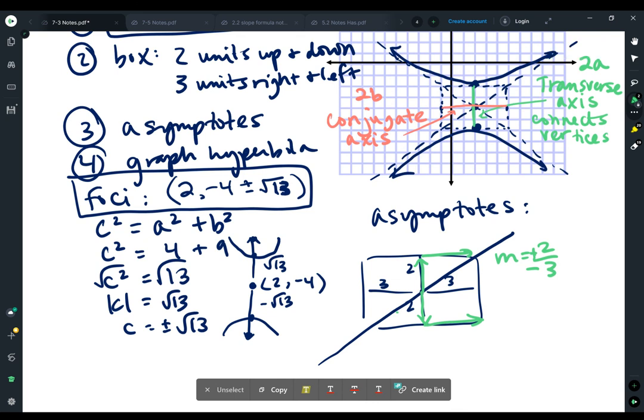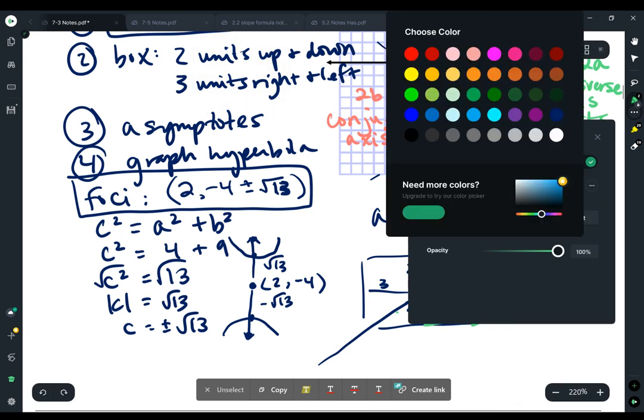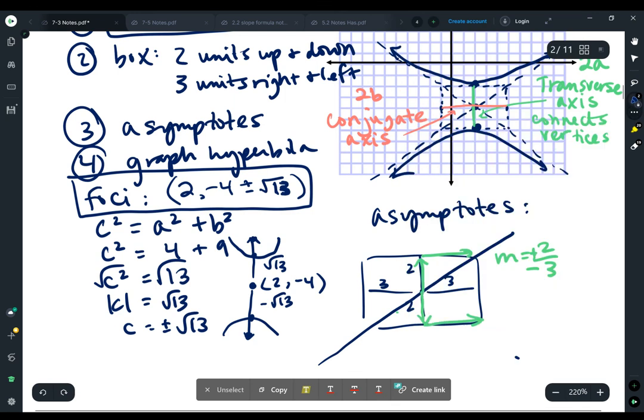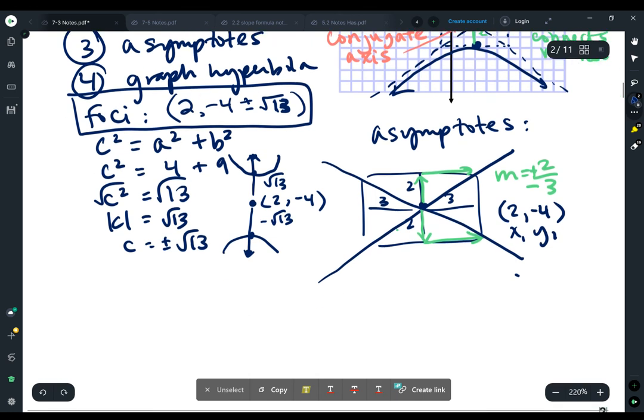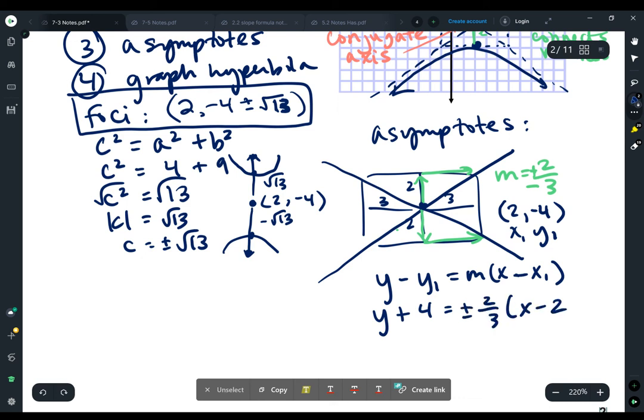So the top number is that change in y, the bottom number is my change in x, so plus or minus 2/3. The other thing that I need to be able to write the equation for an asymptote is a point. Well, I could write two different equations, but they both go through that center. So if I use the center, if I use that 2, -4 as my x1, y1 in point slope form, then in just one step, I can do an equation for both. So I'm going to use point slope form. I'll write that out for you really fast to jog your memory. So this is going to be y minus -4, so y plus 4 equals, my slope is plus or minus 2/3, and then I have x minus 2. So that's going to be my equation that I could use.